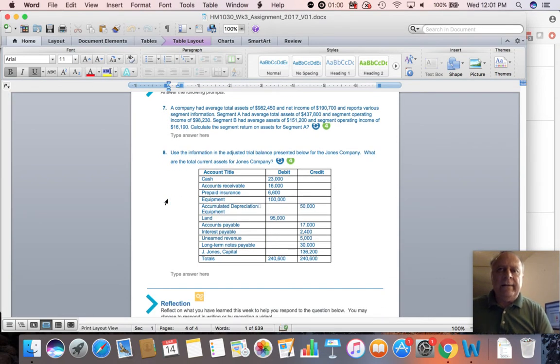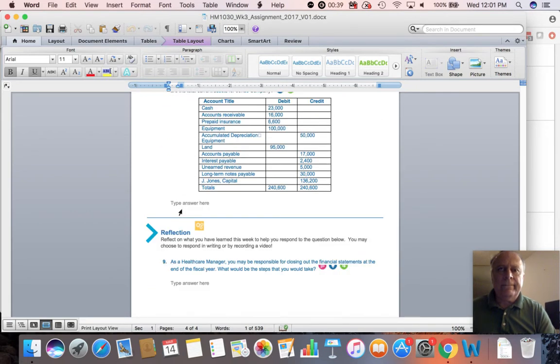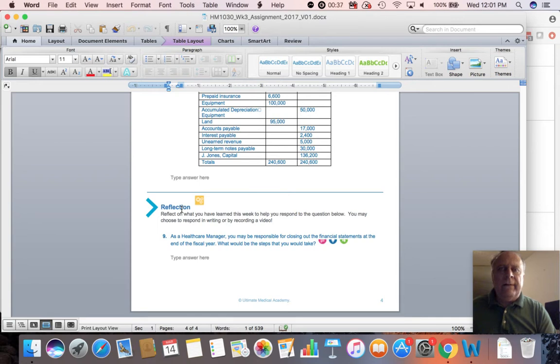Question number 8 again has to do with current assets, but we're not talking about the current ratio here. We're just looking for current assets. So write down the definition of current assets and then find the items, the accounts that are current assets, and add them up. And then finally, question 9 is your reflection for the week.